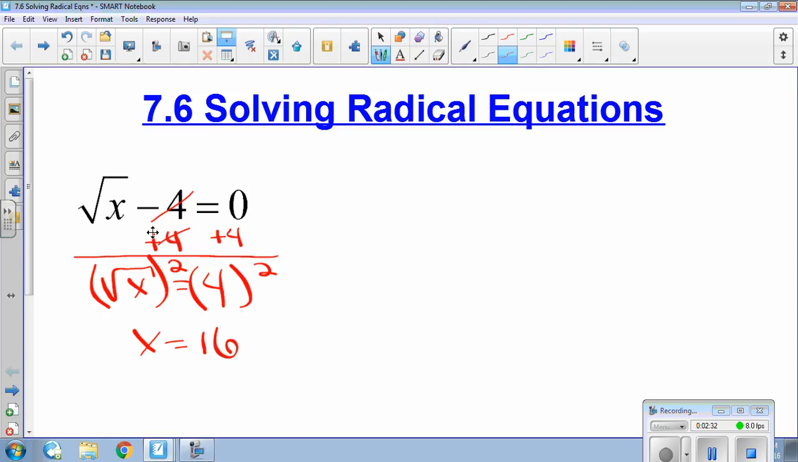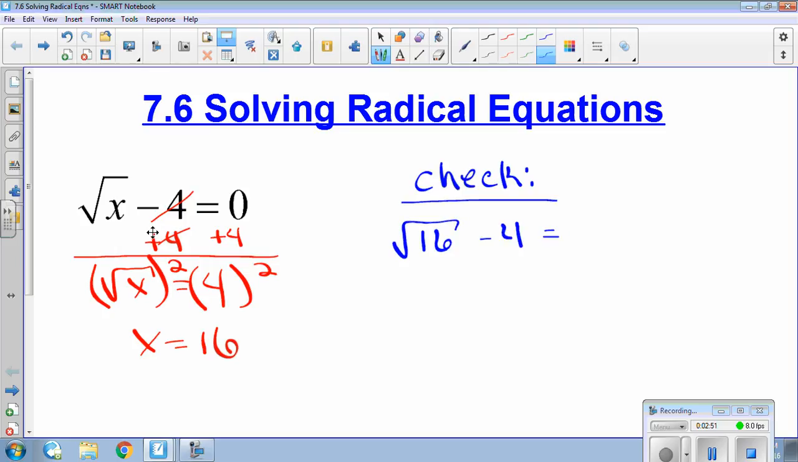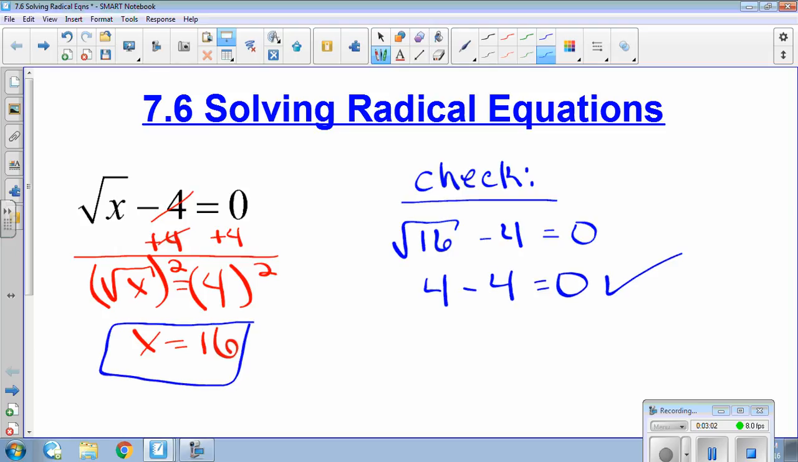Now you want to check it. You want to check to see if that answer is actually a real answer. So when you check it, all you do is plug it back into the original equation and see if it works. So we have the square root of 16 minus 4 equals 0. See if that's true. What's the square root of 16? So you have 4 minus 4 equals 0. That is true. So x equals 16 is the actual answer. It is a solution. So just because you solve for x doesn't mean it's an actual solution.